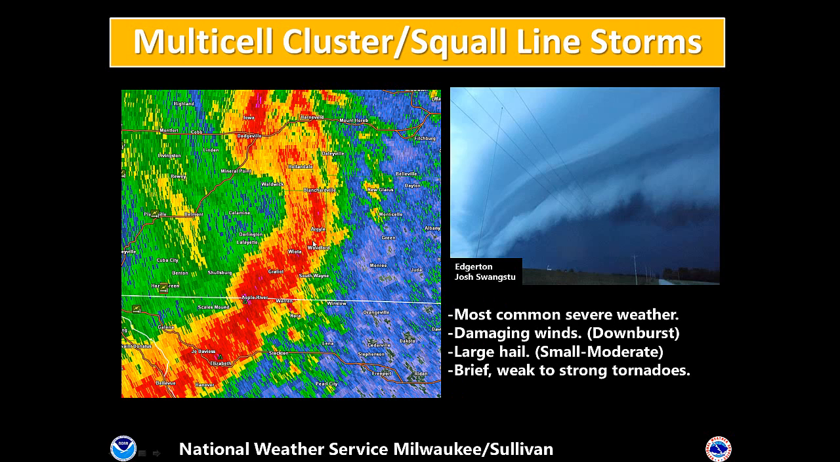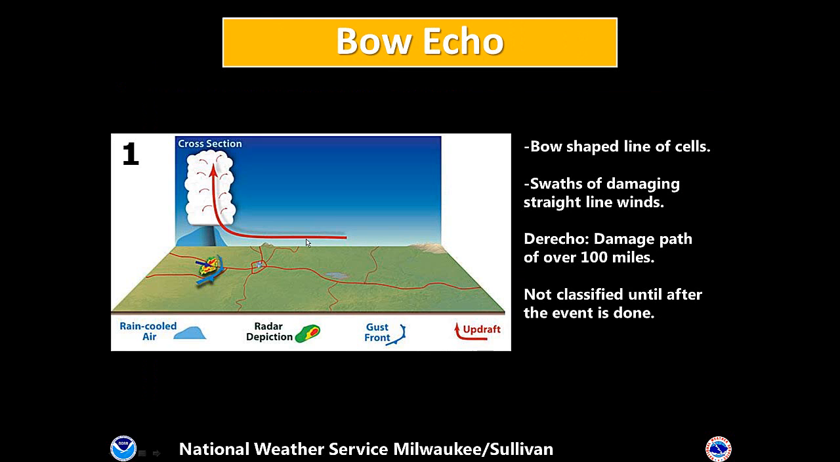The most common type of severe weather that we get in Wisconsin is with these multi-cell clusters or squall lines of storms. A lot of damaging winds, and with some of the different types of storms we can get a lot of large hail, sometimes some brief weak to strong tornadoes, but for the most part the damaging winds and hail are the main concern with a storm like this.